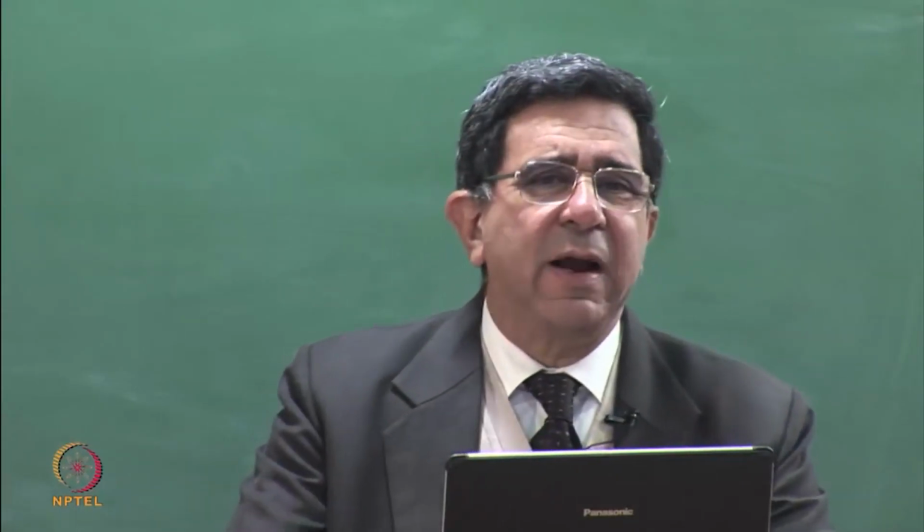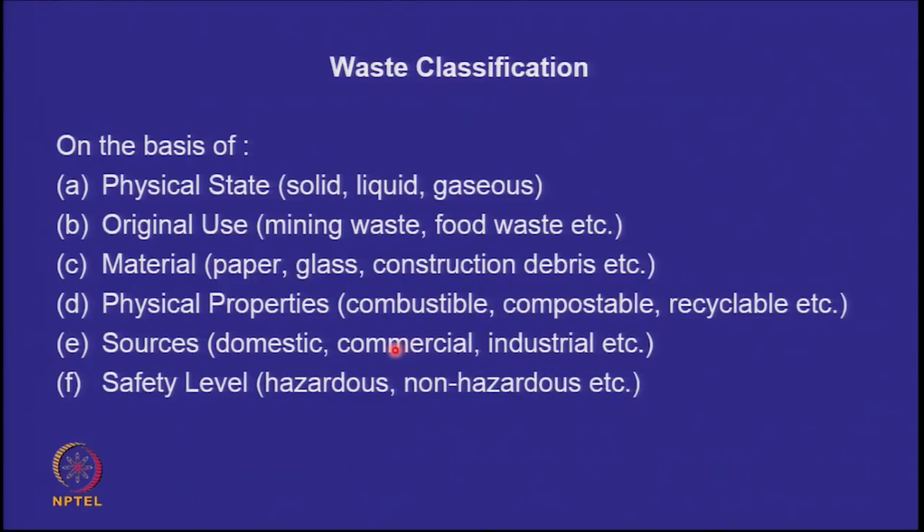Now waste can be classified in various ways, and if you look at environmental engineering books, it can be on the physical state. You may have solid waste, liquid waste, gaseous waste. You may use the original use: mining waste, food waste. I mean, what was the waste derived from? Mining activities or food activities. Or you may want to look at the waste as the material of which it is constituted. You may have paper waste, glass waste, construction debris waste. This is the material which may constitute the waste.